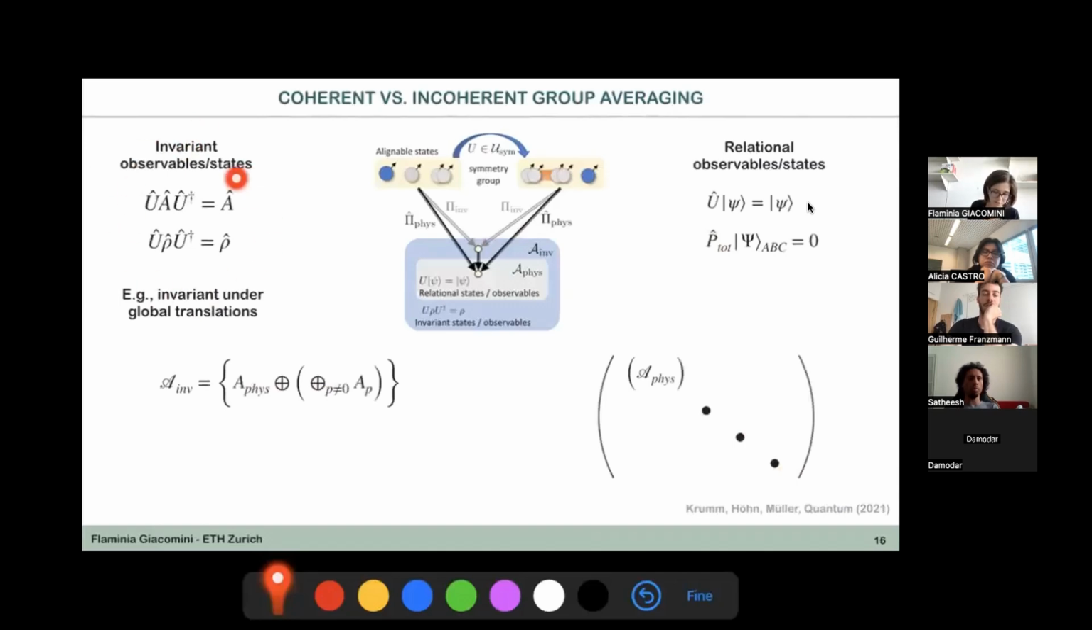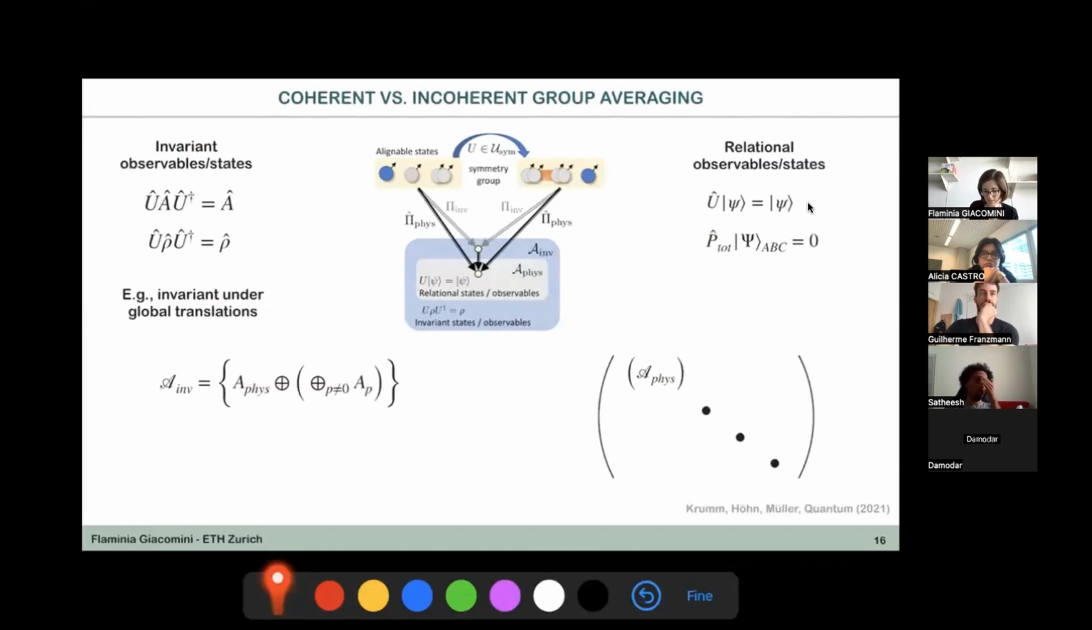And these invariant observables basically allow the total momentum to still be conserved, but it can be different from 0. While this procedure that I highlighted before only says that my actual relational observables are just the ones where the total momentum is equal to 0.